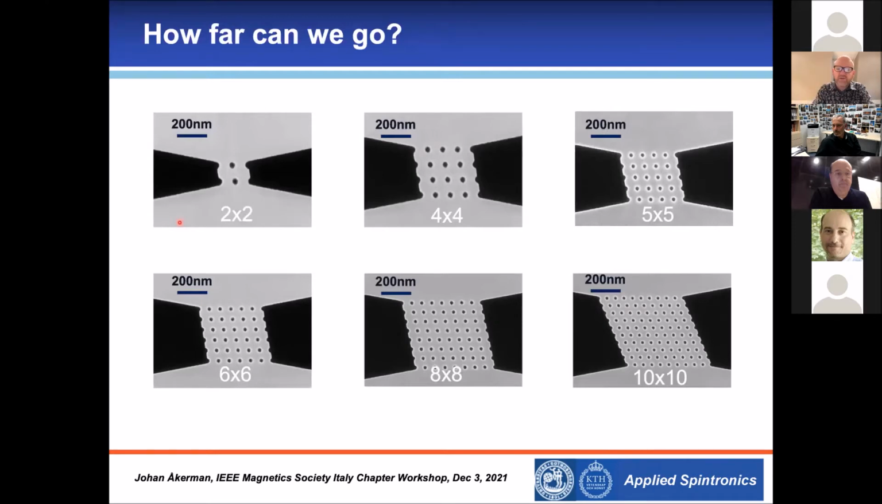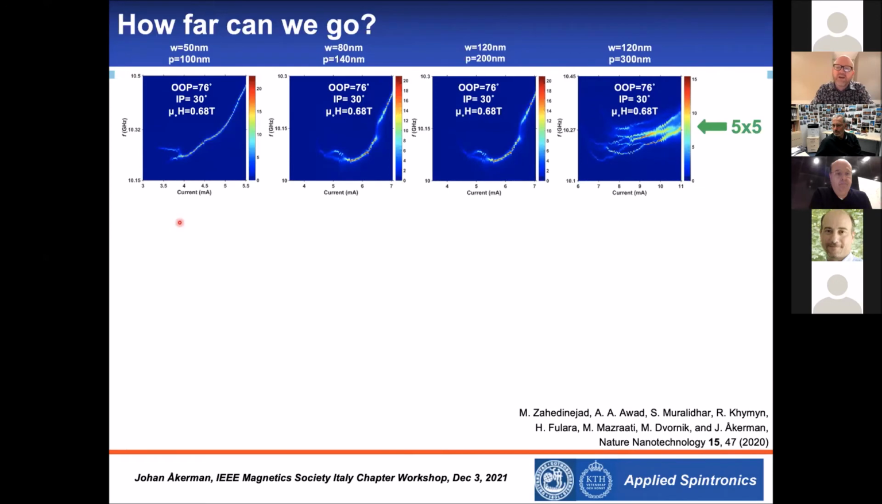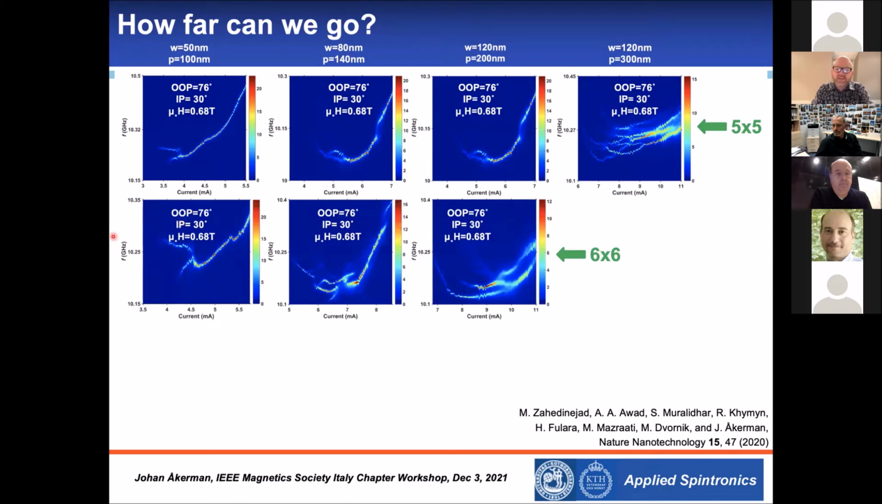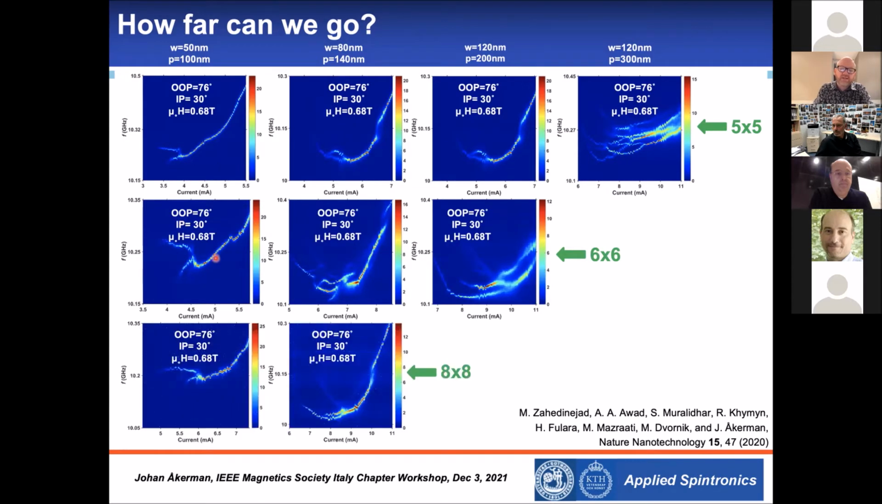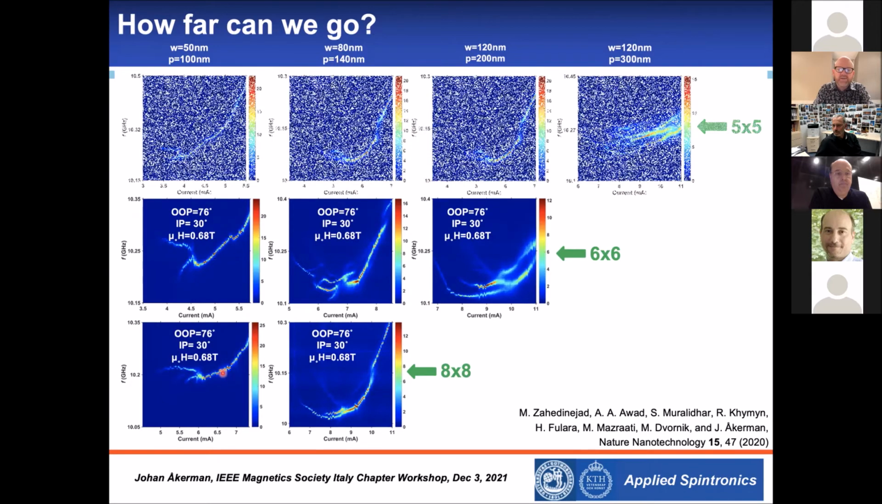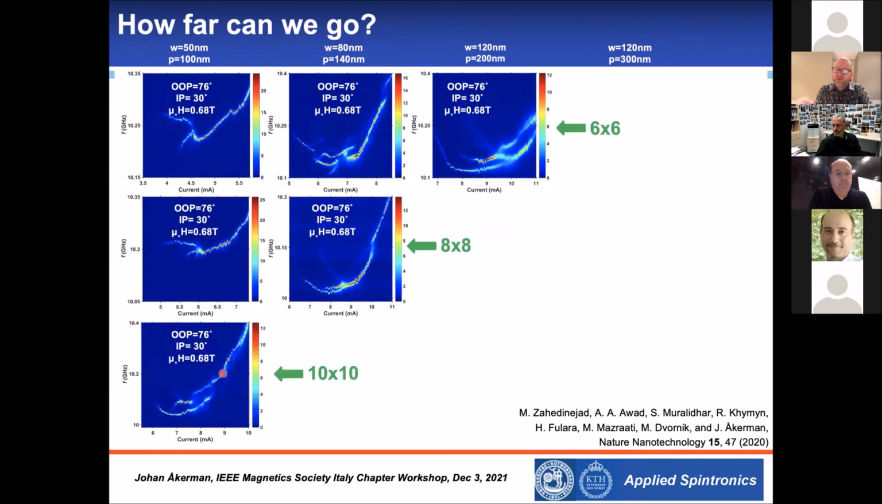If we look at the microwave properties of the 5x5, 6x6, 8x8, and 10x10, we can see that the 5x5 look very much like the 4x4. The 6x6 have problems at both 200 nanometers and 140 nanometers, but they fully synchronize at 100 nanometer separation. Same thing for 8x8. They don't fully synchronize here, but they do fully synchronize when they are 100 nanometers apart. And when we look at 10x10, they do not fully synchronize. And this is to be expected.